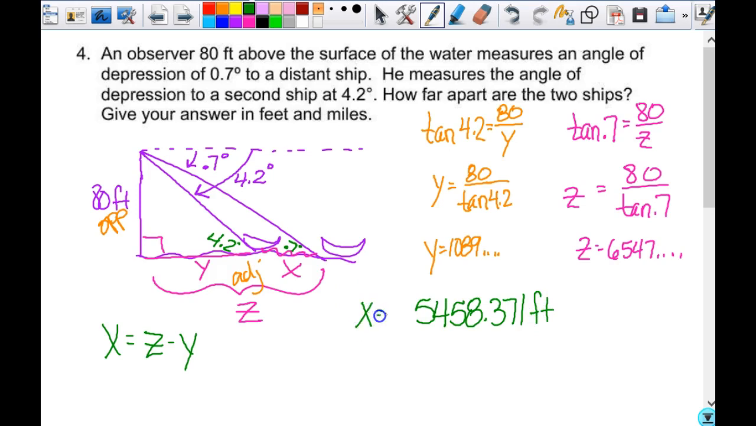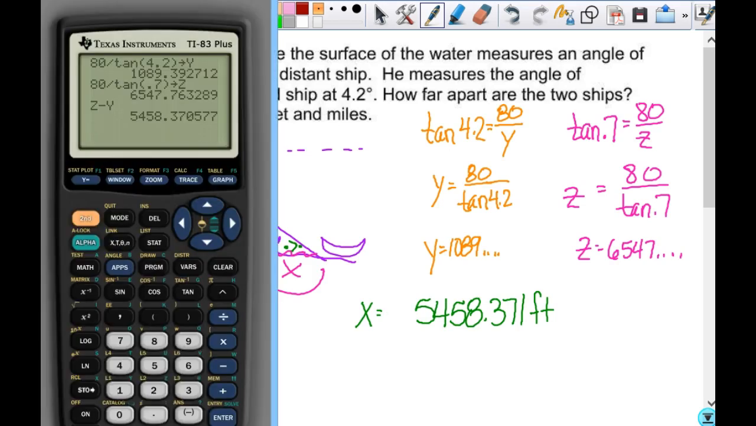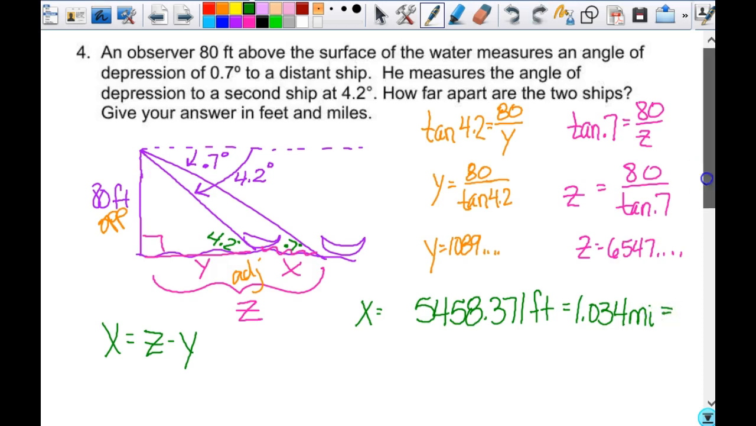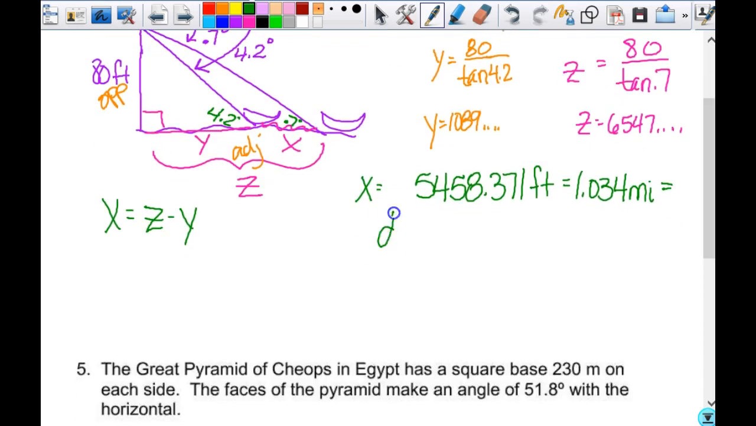Am I done? No. It says, how far apart are the two ships? Give your answer in feet and miles. So if this is my answer in feet, what do I do to it to get it in miles? Divide by 5,280. And it's already in my calculator, so I don't divide that. I divide this, which is 1.034. So both of those are my answers, and the distance between the ships.